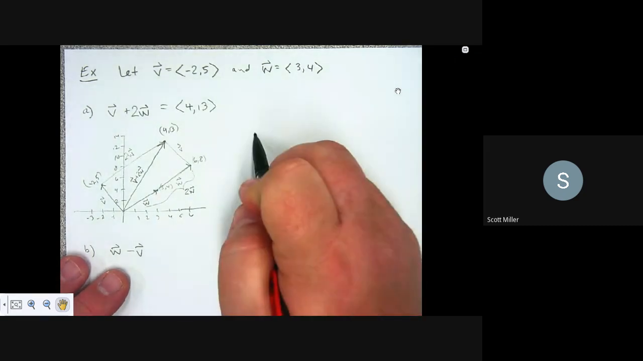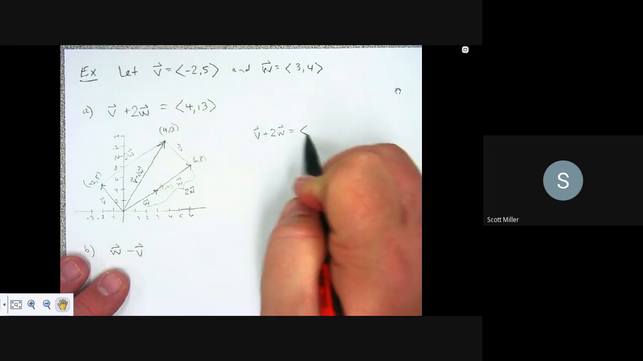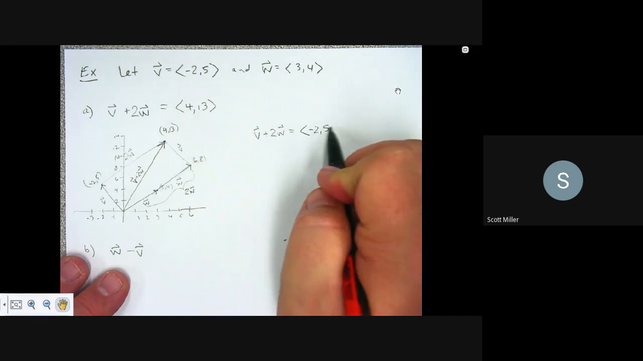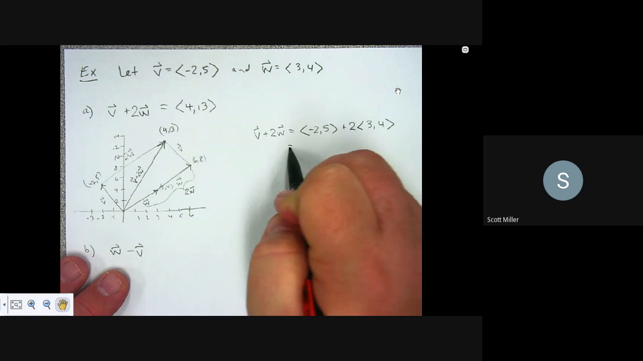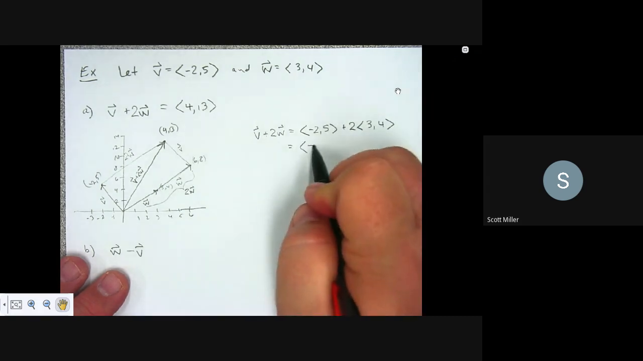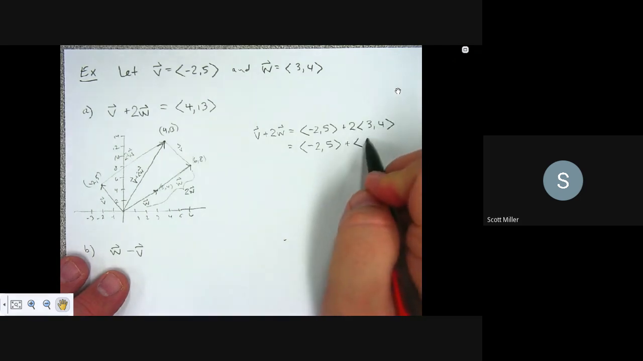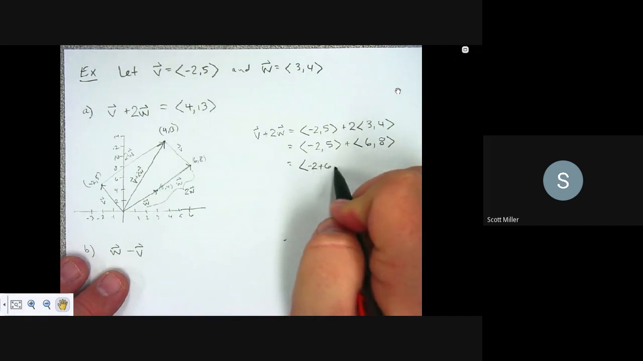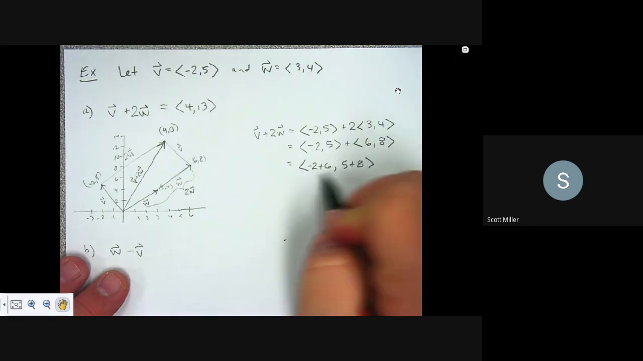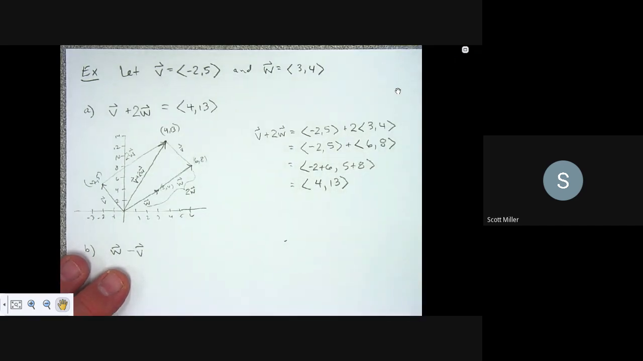Okay? For an algebraic representation, I would start off by putting in the component form of each of these vectors. And then this is 2 times 3, 4. And then you can usually do this all in one step, but I'll show you all the little one step at a time. And then I'll do the scalar multiplication here. So that's going to be a 6, 8. And then this is going to be a -2 plus 6 and a 5 plus 8. And a -2 plus 6 is 4, and a 5 plus 8 is 13. And so you can see we get the same answer algebraically.